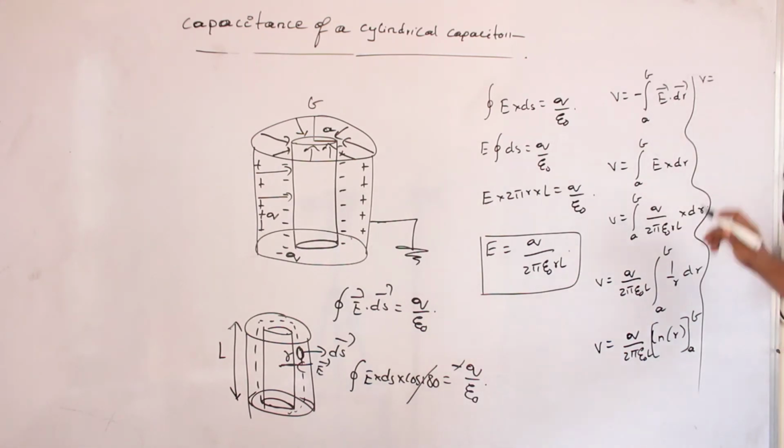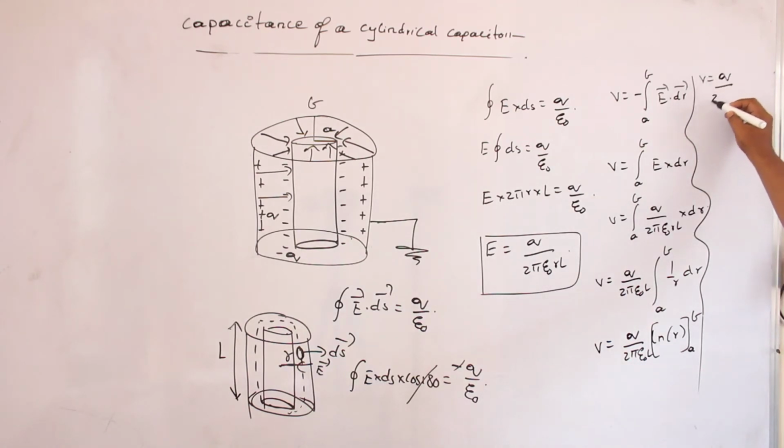So V is equal to, now substitute the limits. First substitute the upper limit, then substitute the lower limit. So ln b minus ln a. Ln b minus ln a is how much? Ln b by a. So V is equal to q divided by 2 pi epsilon naught L times ln b divided by a. So this is the potential difference existing between the radial surfaces.